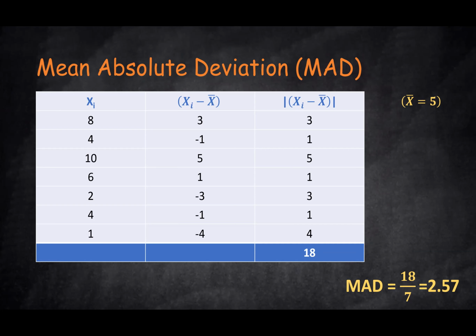As a standalone value, 2.57 doesn't mean anything, but if you compare it to different sets of data, the data set that has the higher MAD has the higher spread.